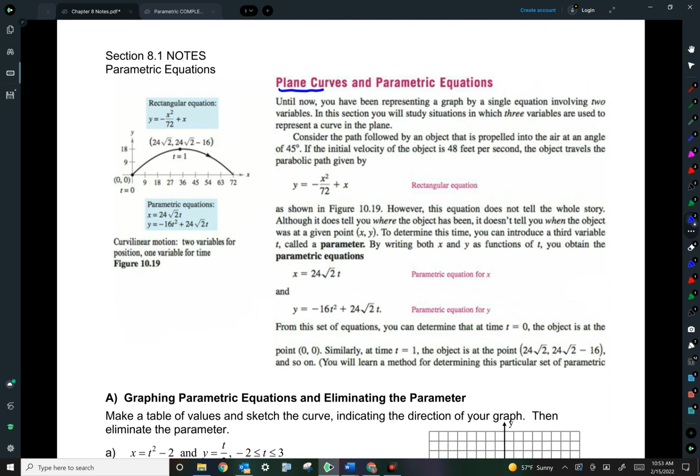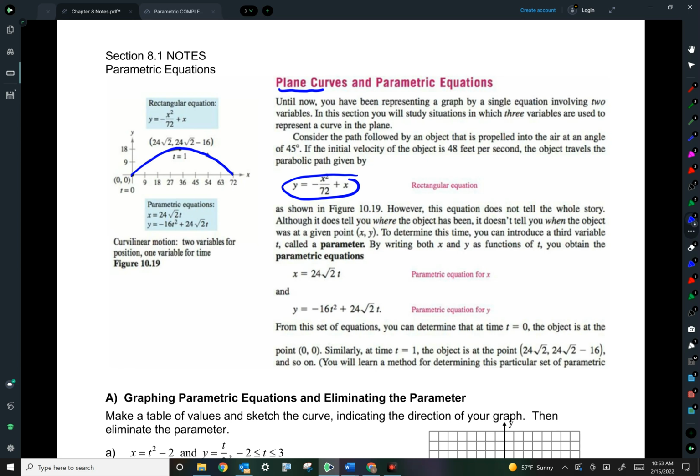Here's why three variables are important. It says, consider the path followed by an object that is propelled into the air at an angle of 45 degrees. Okay, and so we're given an initial velocity of 48. The object travels along the parabolic path. So I can graph this equation of a parabola. Forget the arrow that's on there, and all I'll see is this parabolic shape, if that's what I graph.